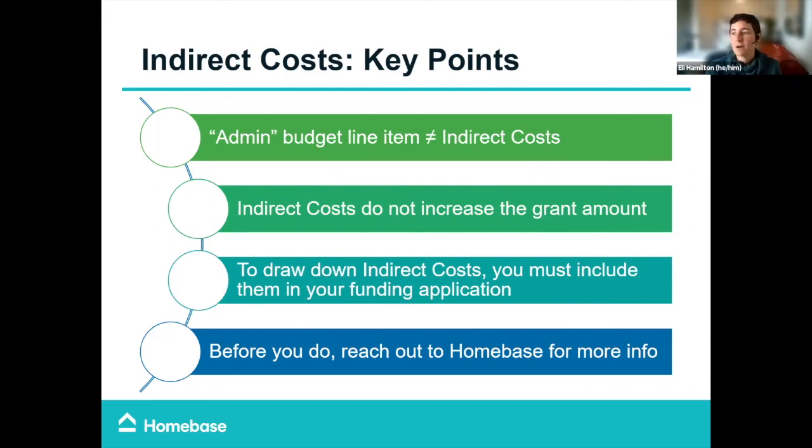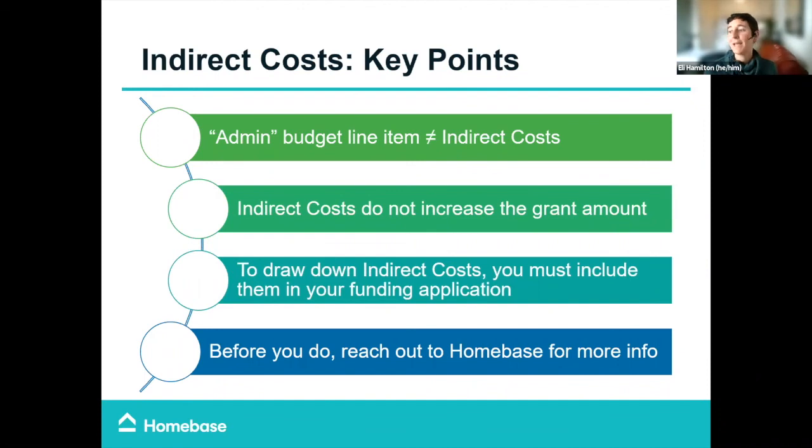Drawing down indirect costs does not increase your grant amount. This is not additional funding that's available. You would just spend the bulk of your grant on direct costs, and then some of your grant you might draw down as indirect costs. If you want to draw down indirect costs, you have to include that in your funding application if you tell HUD.